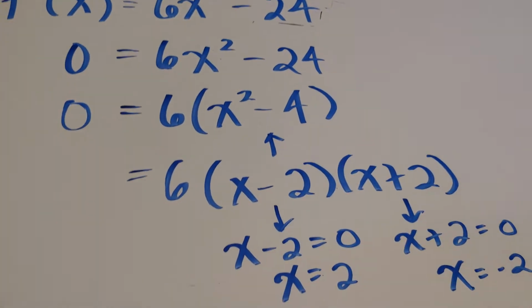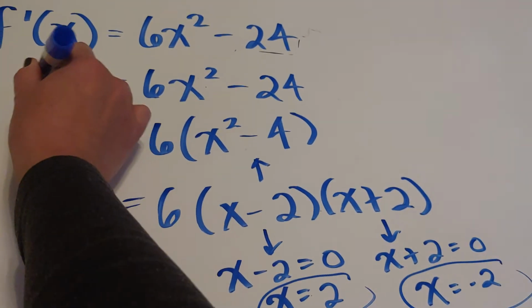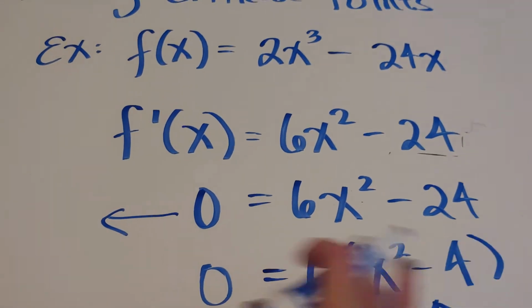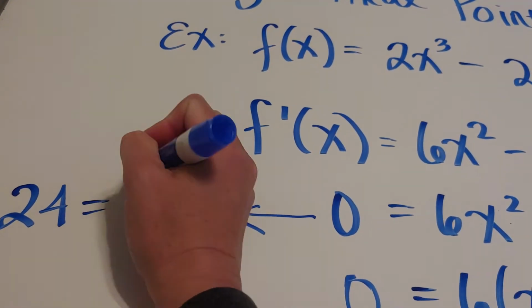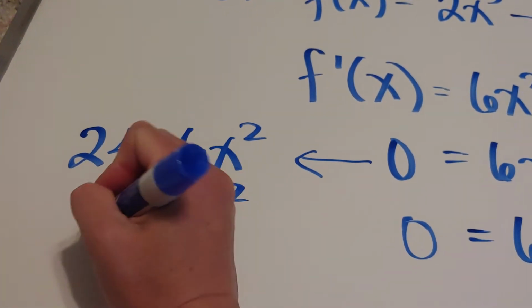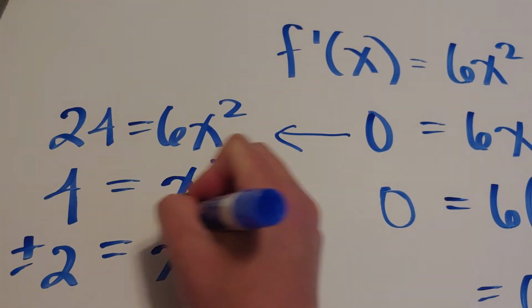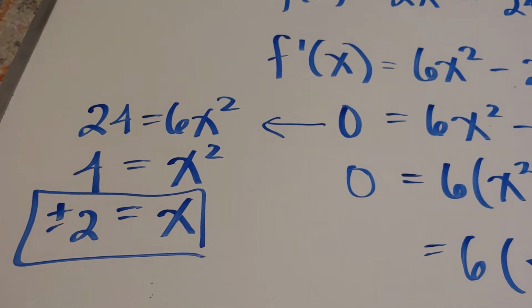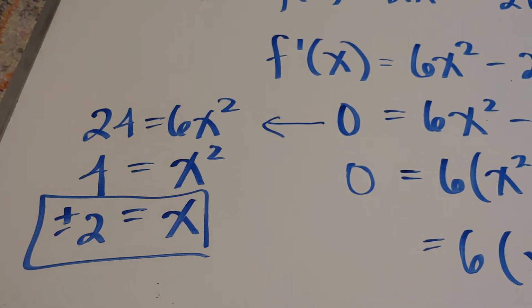Or what you could also do to get those critical points is that in this problem you could actually isolate the x. So if I came over here and isolated the x, I could move 24 to the other side. I could divide by 6. And I could take the square root and I'll still get plus or minus 2. Alright, so sometimes problems require factoring. This one had an alternate option, which is just solving for x by isolating it.